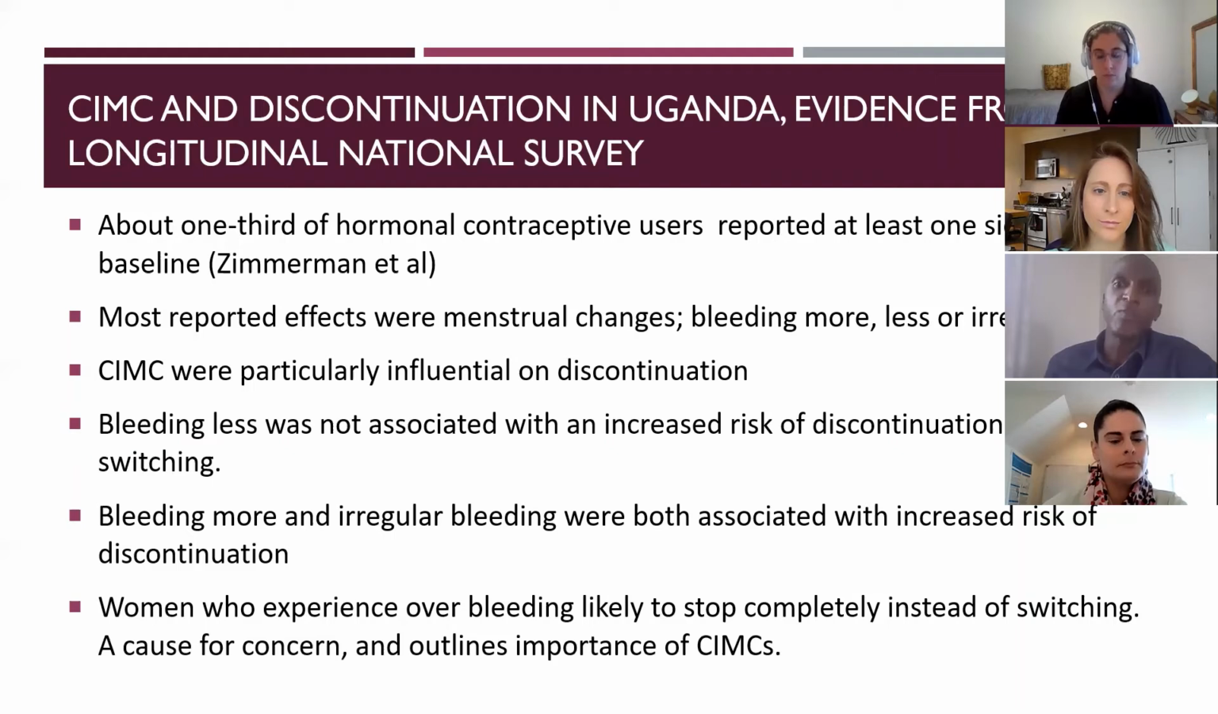We also found that women who experienced overbleeding were more likely to stop the use of contraception completely, as opposed to just switching to a less effective method. This is worrying because we are in a country where unintended pregnancies hover around 2 in 5 pregnancies, and that is quite a high number. So if you have bleeding changes that are going to cause discontinuation, that adds to the problem. It also underscores the importance of contraceptive-induced menstrual changes in probably increased non-use of methods in the country.